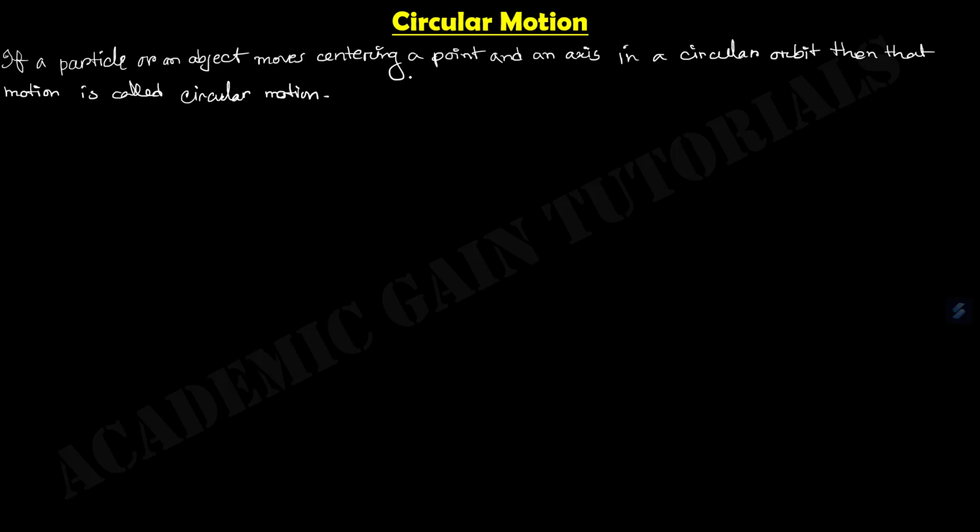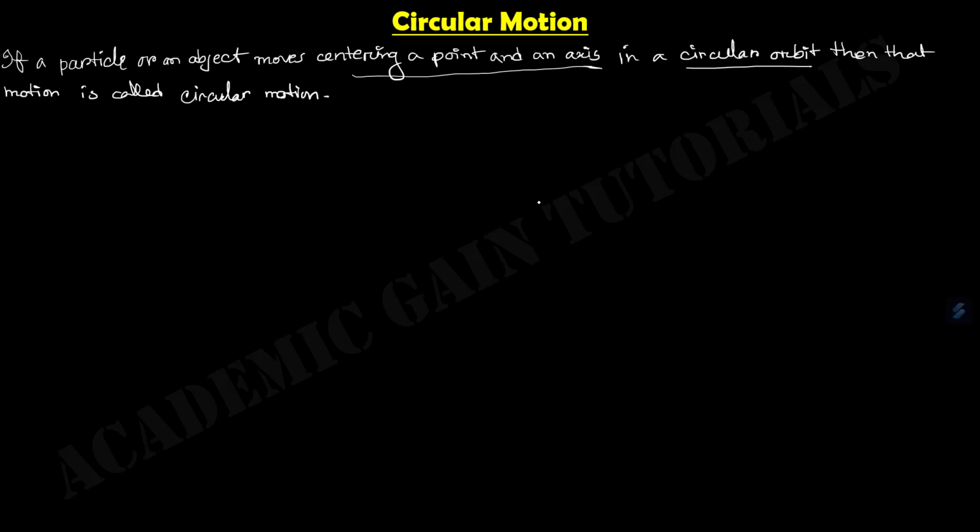So there are two points. One point is centering a point and an axis. This axis and a point is an important point, and it rotates in a circular orbit. So the movement of the motion is a circular path. So let us take an example: a stone swinging in a horizontal circle at the end of a string.